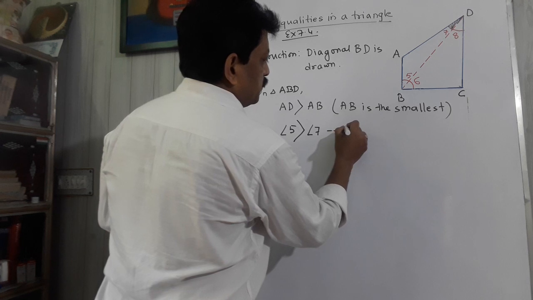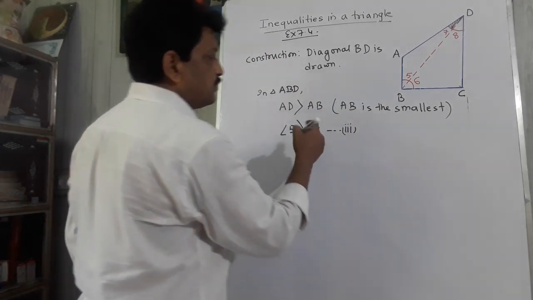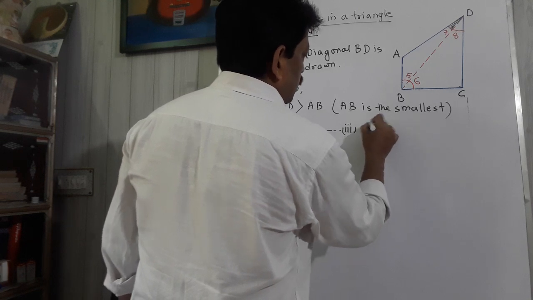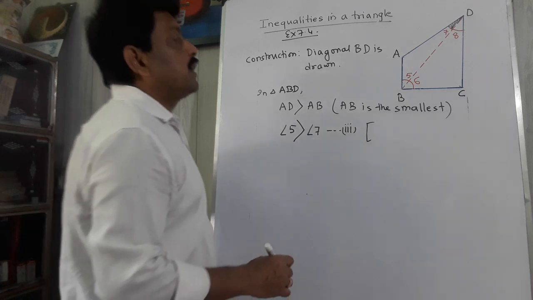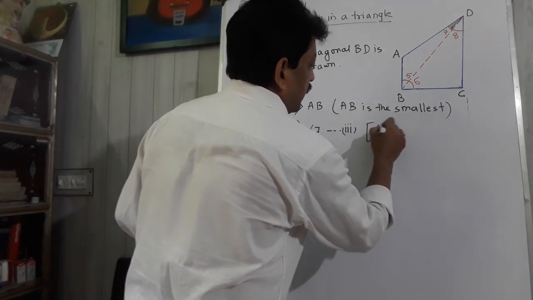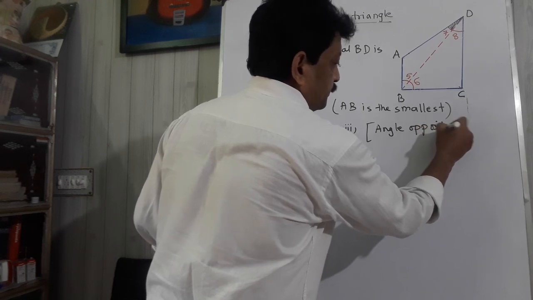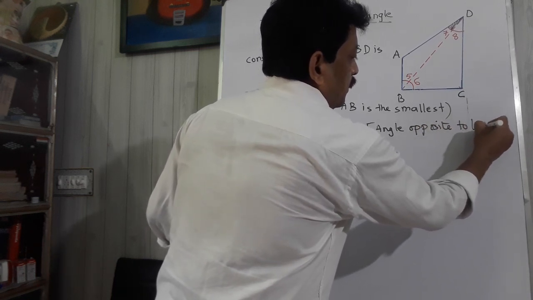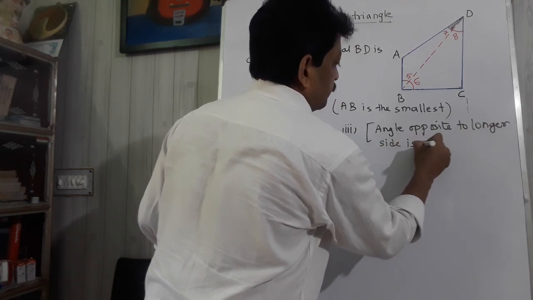This is also in an equation number. It will be 3. We have previously done 1 and 2. So this is 3. Here we have to write down the same reason, that angle opposite to longer side is greater.